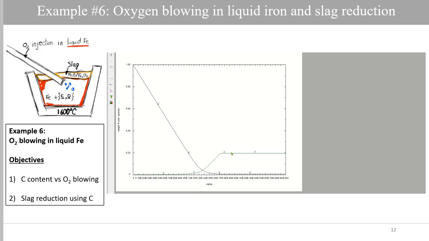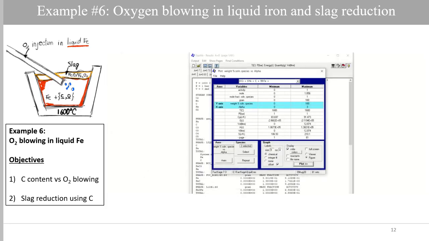And as expected, you can see that as I am blowing oxygen, I'm decreasing the carbon content of my liquid iron. However, at the same time, I'm increasing the oxygen content inside the liquid metal. What happens at this point, I'll show you with the phase assemblage, is that we start to produce a slag phase. At this point, I oxidize my system too much, and I will start to lose some iron in a slag phase. So I'm going to close this and show you this other calculation.